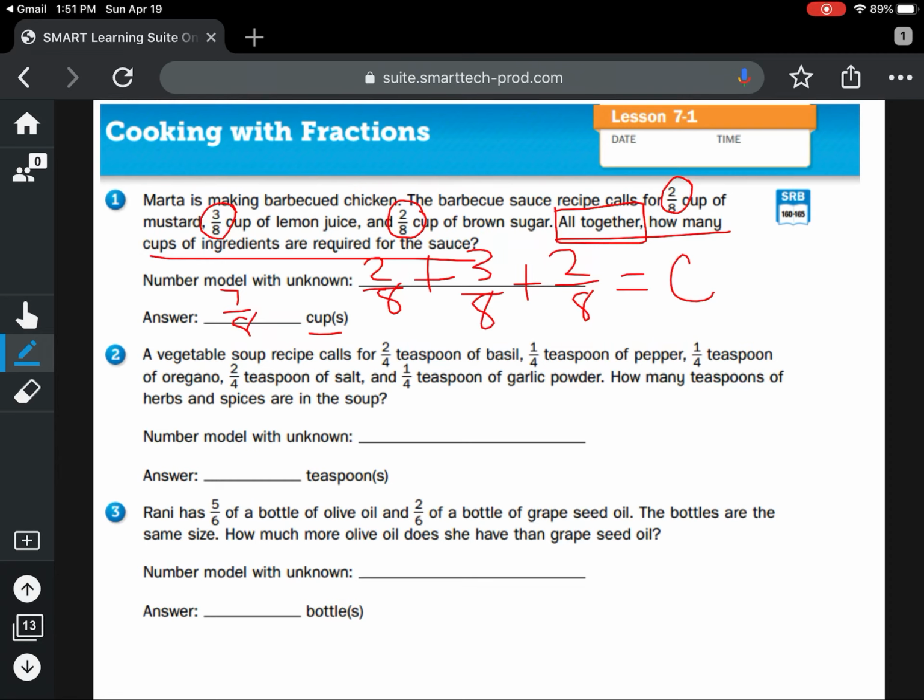You're going to do the same thing on problem number 2 and problem number 3, but you're going to do them on your own. Don't forget to use the cube strategy. Write your number model with the unknown, and then write your answer on the answer line. Once you have solved problems 2 and 3, you can move on and restart your video, and then in the end, write your answers in the questions on the Google form. So pause your video now to solve problems number 2 and 3.